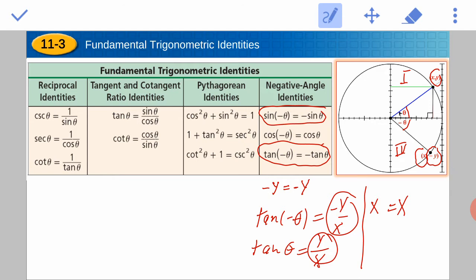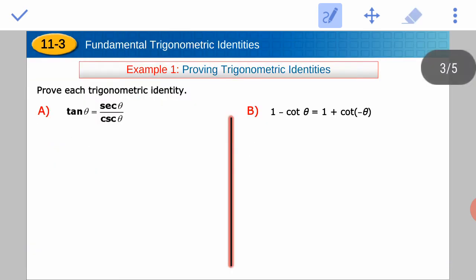Guys, now let's take a look at a couple of examples that involve some of the fundamental trigonometric identities. How can we use them in problems to solve problems?